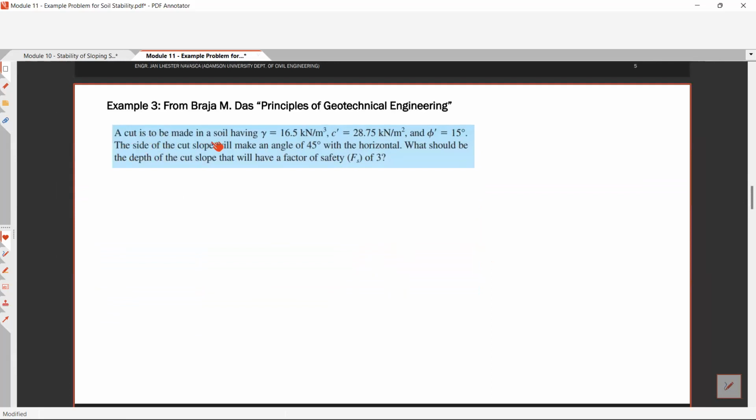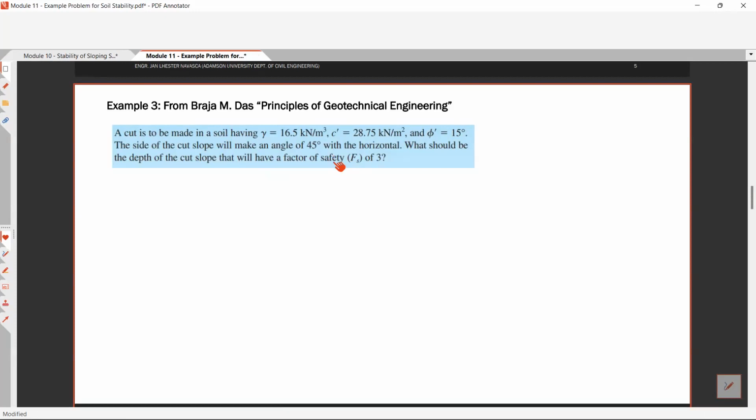A cut is to be made in a soil having a unit weight of 16.5 kilonewton per cubic meter. The cohesion value of your soil is 28.75 kilonewton per square meter, and the angle of internal friction is 15 degrees. Okay, the side of the cut slope will make an angle of 45 degrees with the horizontal. What should be the depth of the cut slope that will have a factor of safety of 3?